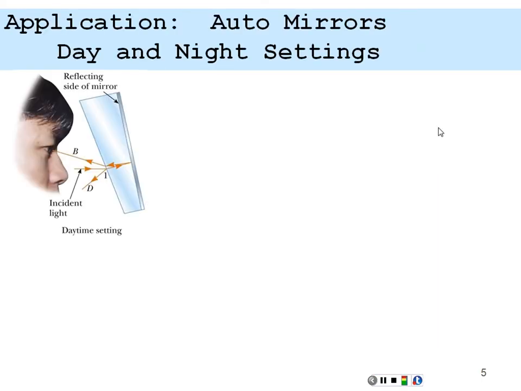Here's an application: auto mirrors. Some auto mirrors have day and night settings. With the daytime setting, light comes in, goes through the glass, refracts, reflects off the mirror, and comes back and refracts to your eye. So you're getting a direct image of the light during the daytime.